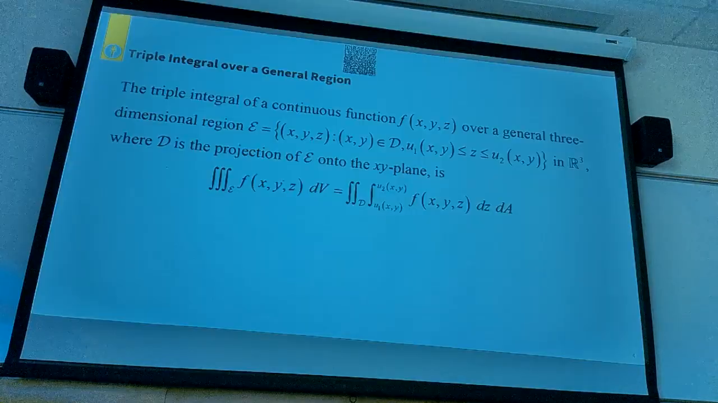Defined as the set of ordered triples x, y, z, such that the ordered pair x, y is in some 2-dimensional region D, and z is between 2 functions of x, y. This 2-dimensional region D is the projection of your solid onto the xy plane. So if you will, kind of like the shadow of your solid on the xy plane.